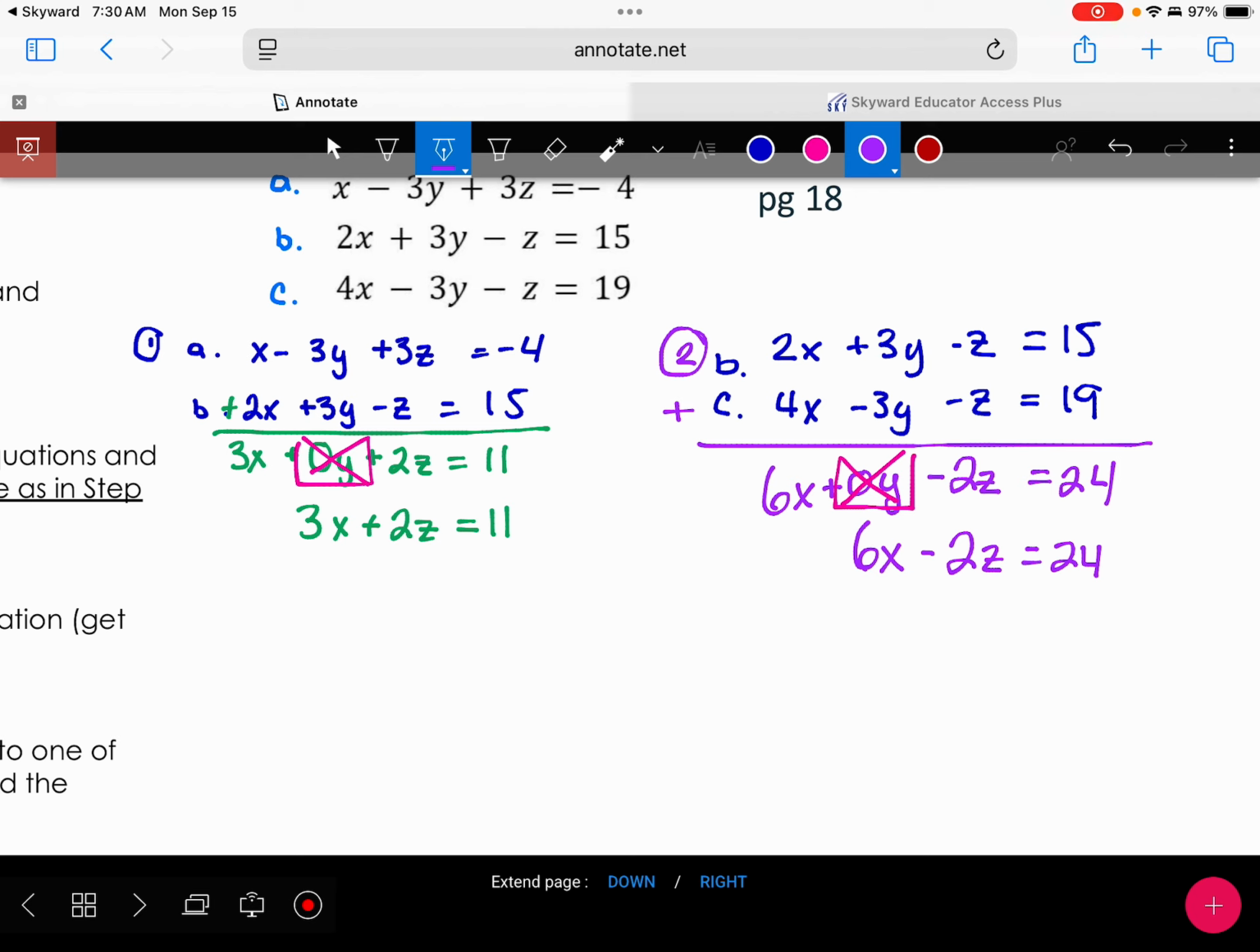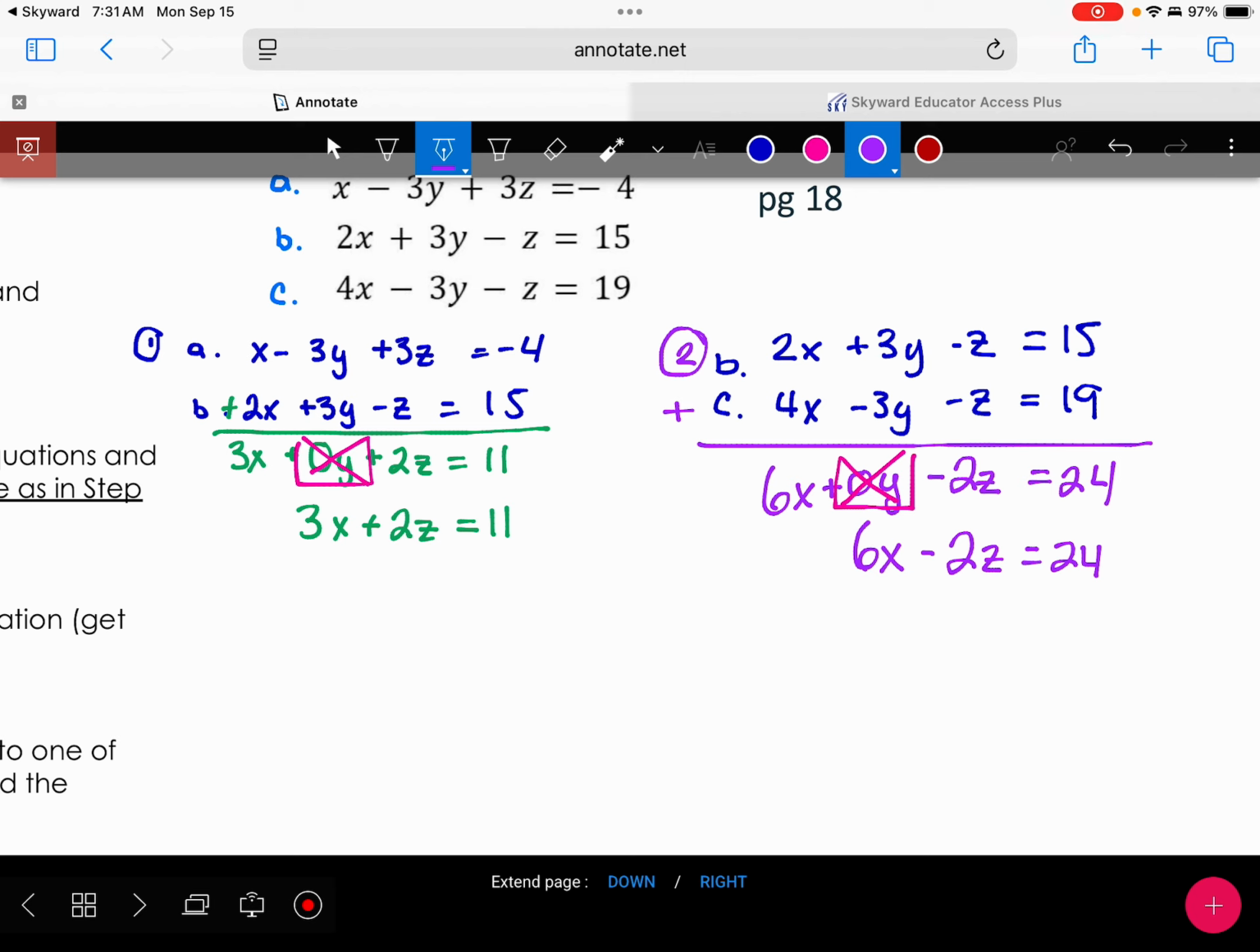You can use any pairings that you want. We need to use 2 different pairings. We need to make sure we use all 3 equations. But we can aim for any variable. I can use whichever pairings we want. I might have to multiply. But on this one, A and B were set up really nicely, and B and C were set up really nicely for X. Okay, so that's step 1 and step 2.